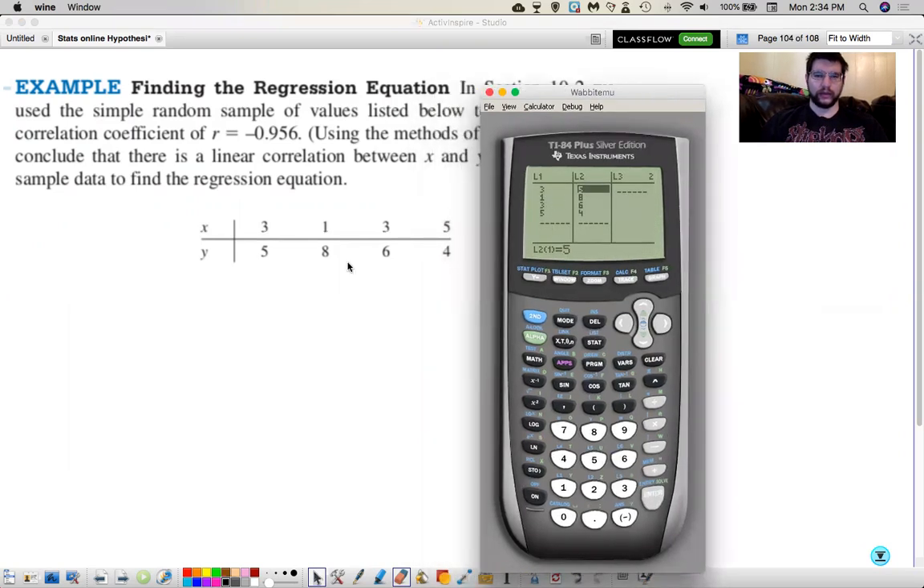Three one three five 5864 5864. So then you already have your data in there. You just go to stat calc number 4 and hit calculate.